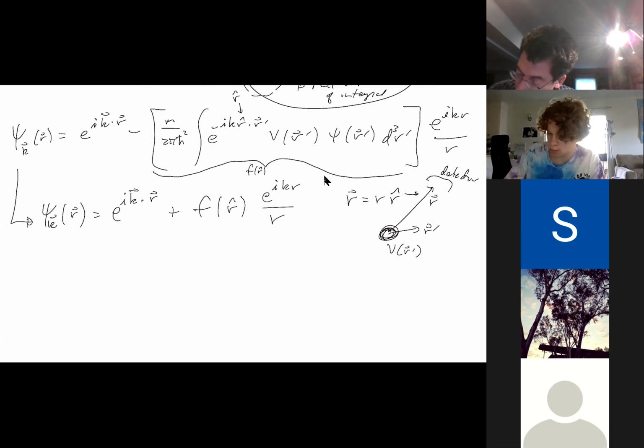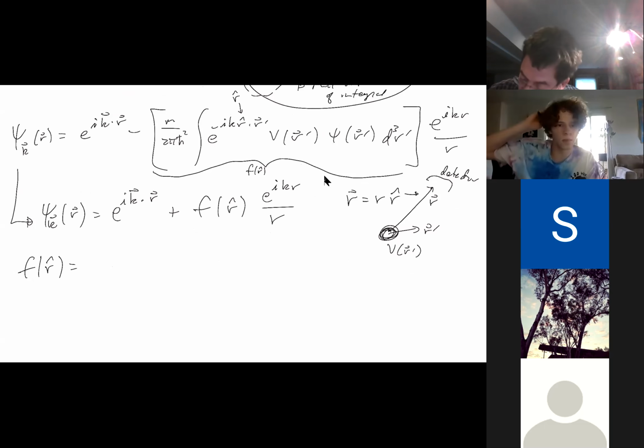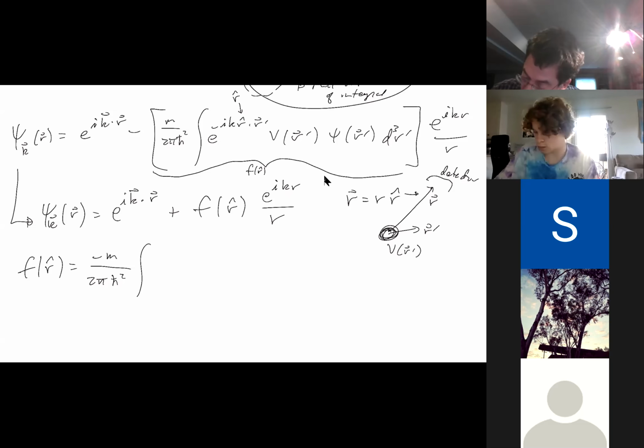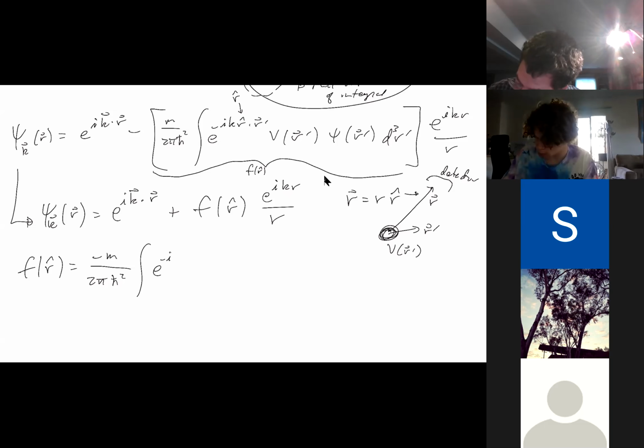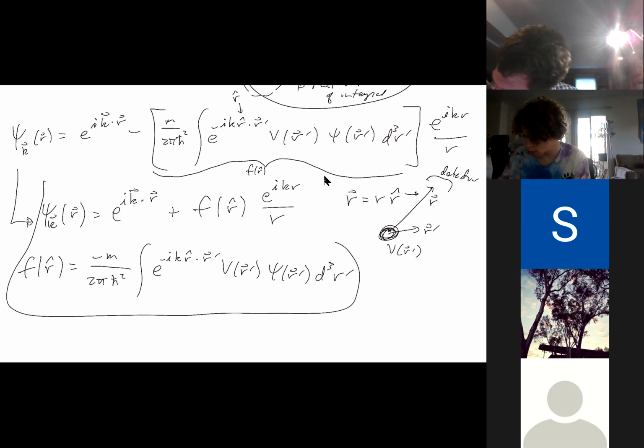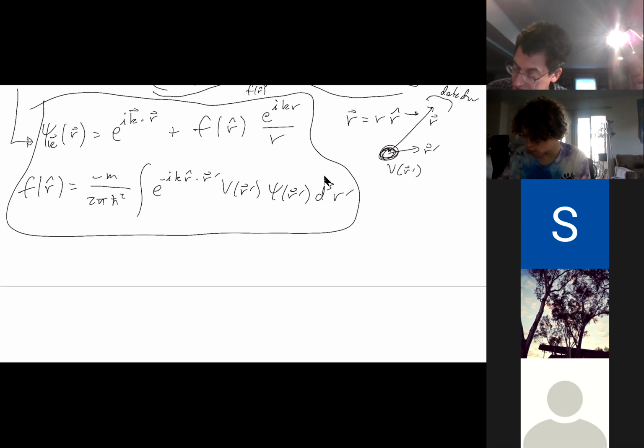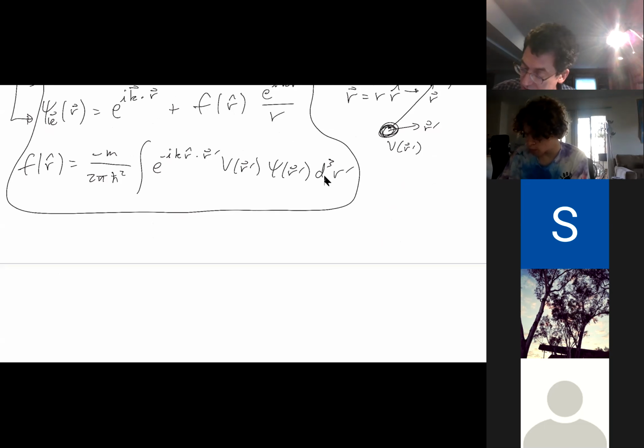This is a really big deal because now f of r hat is equal to negative m over 2 pi h bar squared times the integral of e to the negative i k r hat dot r prime, v of r prime, times psi of r prime, d cubed r prime. This is our big result, and that's what we'll talk about more next time.